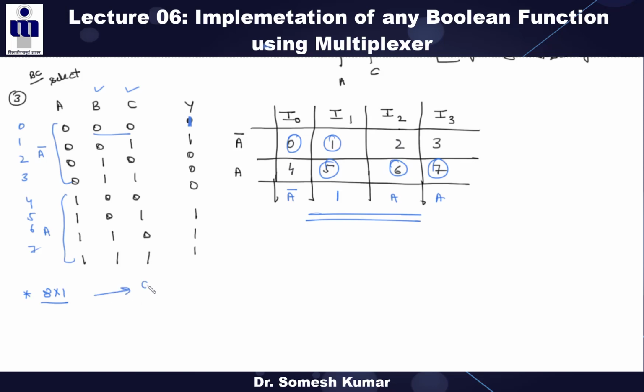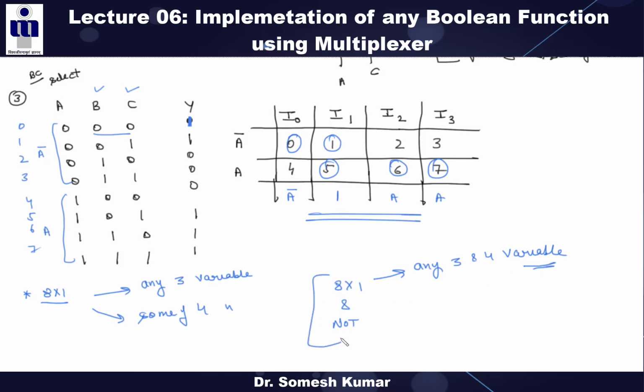Means any three variables can be implemented with 8:1 mux, but sum of four variables, right? And but 8:1 mux and NOT gate, any three variables as well any 3 and 4 variables can be implemented with this 8:1 mux and the NOT. Right? This is a very important conclusion, right? At various times it is asked in your competitive exams, right?